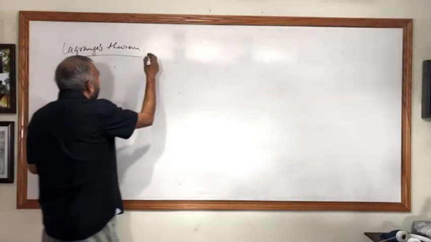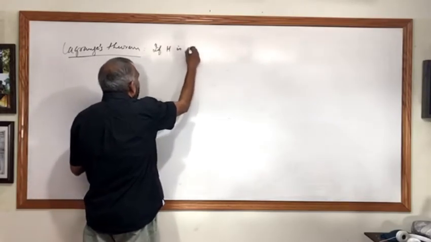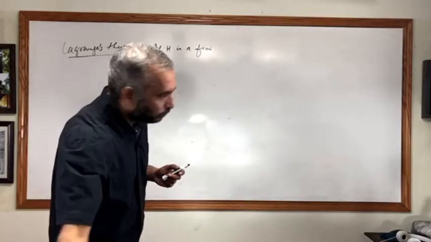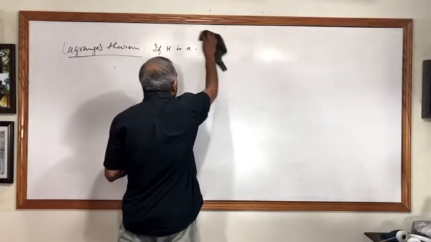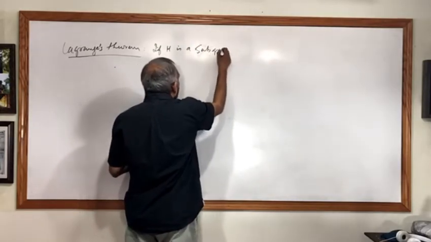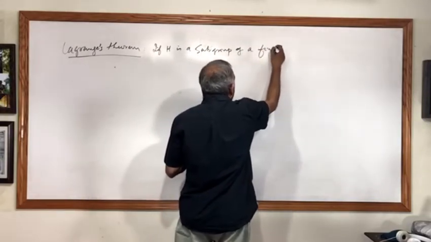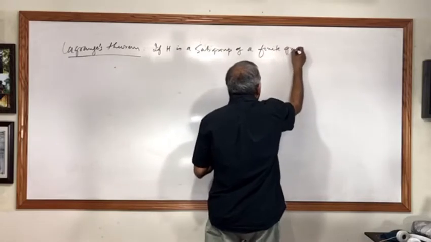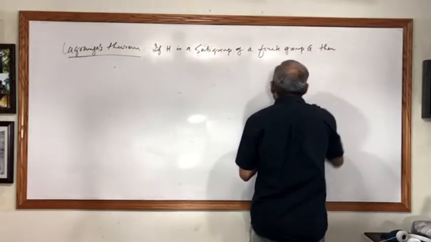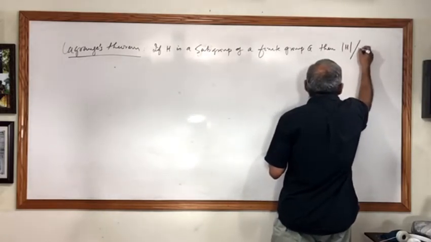Lagrange's theorem is: if H is a subgroup of a finite group G, then the order of H divides the order of G.